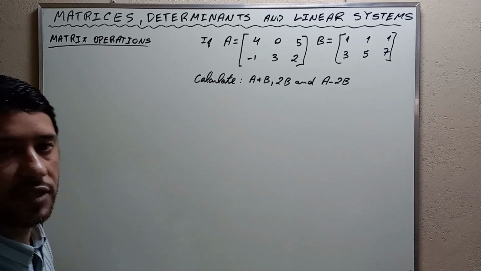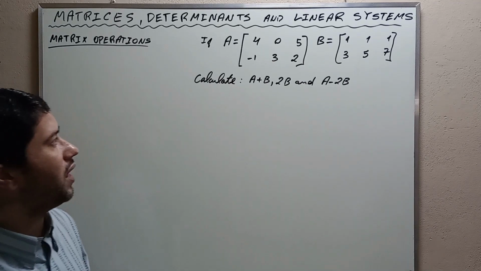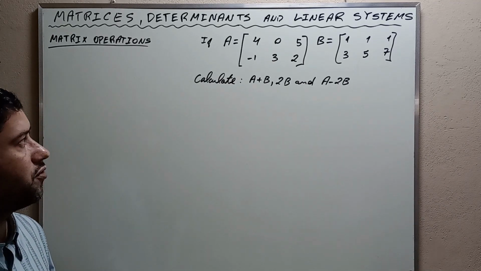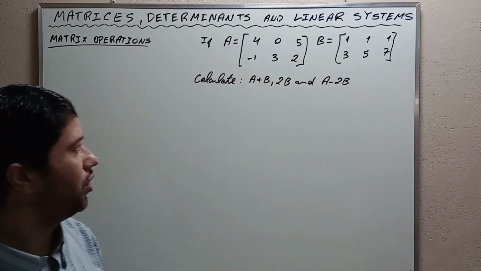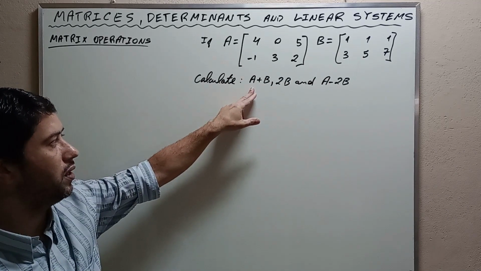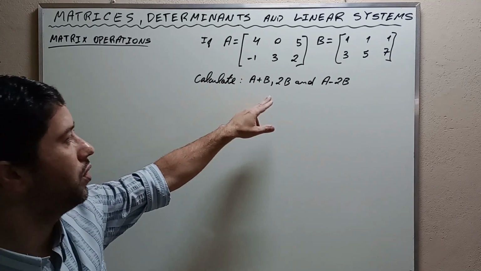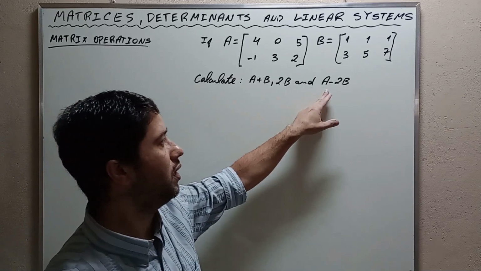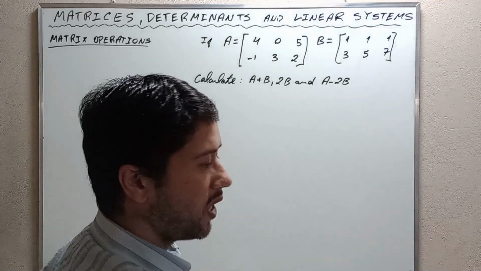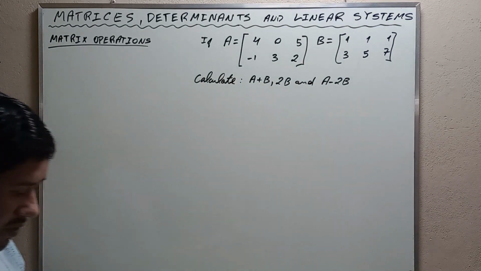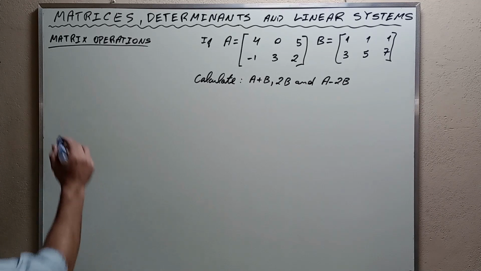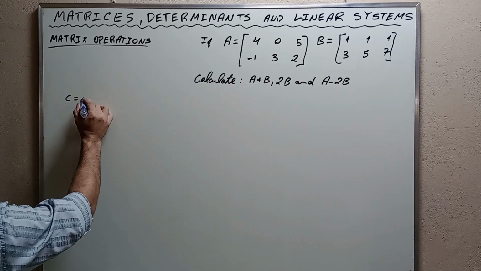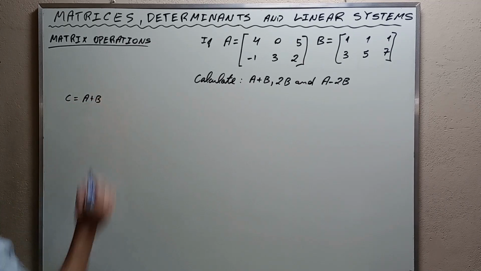Let's see an example now. Let A and B be these matrices. A is this and B is this. We want to calculate A plus B, 2 times B, and A minus 2B. Okay, my friends, this is the first example. Let's compute first matrix A plus B. Let's call C equal to A plus B.